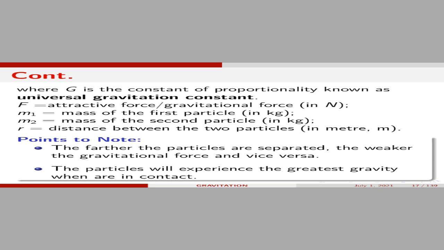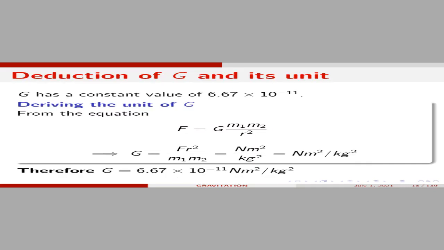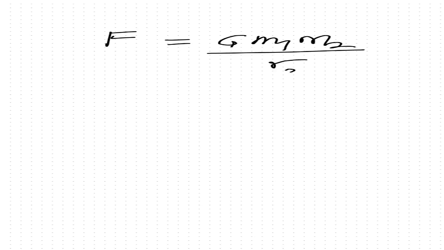But how about G? You have told us the unit of force, that of mass, and R. How about G? We can derive the unit for G. How do we derive it? I gave it to you as an assignment last time, but let's see if we can do something with it. You know this formula: F equals G m1 m2 over R squared.